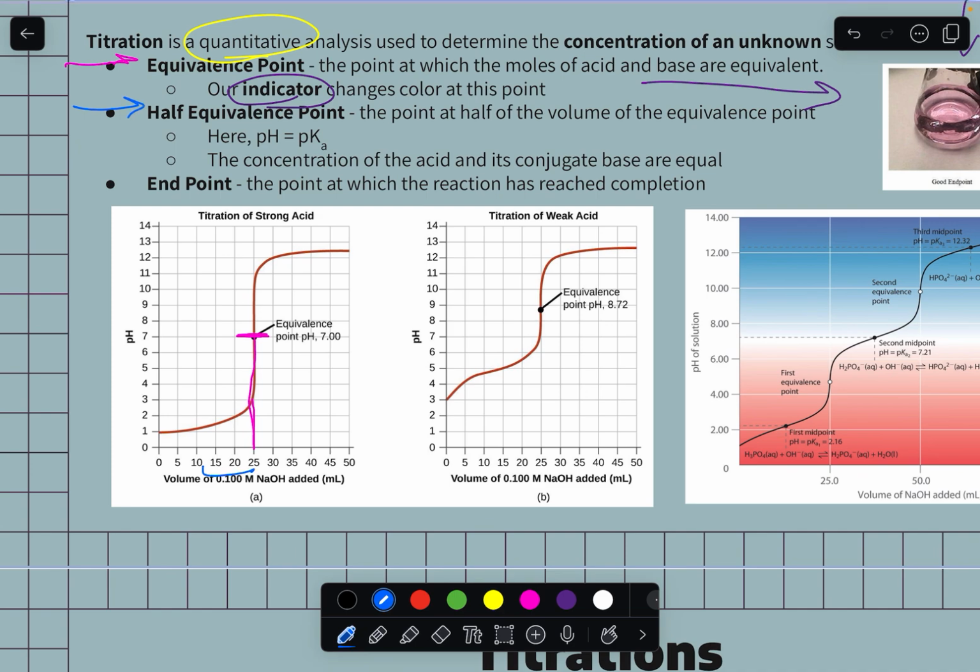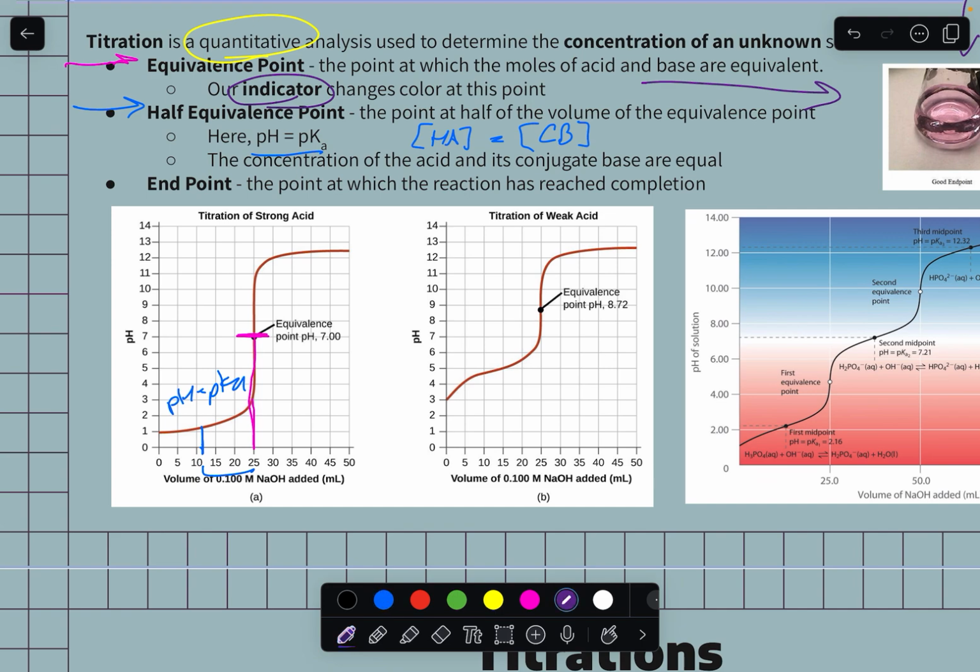So half of 25 is about 12.5. That's our half equivalence point. At the half equivalence point, our pH is equal to pKa. Okay, that's written there for you. And the concentration of the acid, so our acid, our HA, is going to be equal, let me write this up there. Our concentration of the acid is going to be equal to the concentration of the conjugate base.